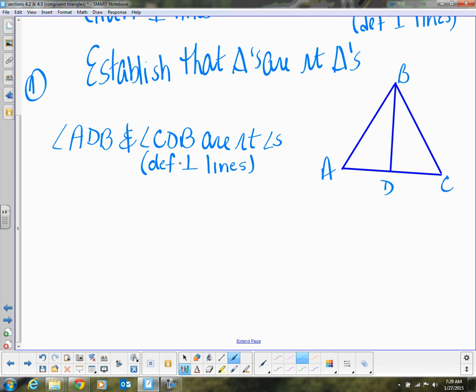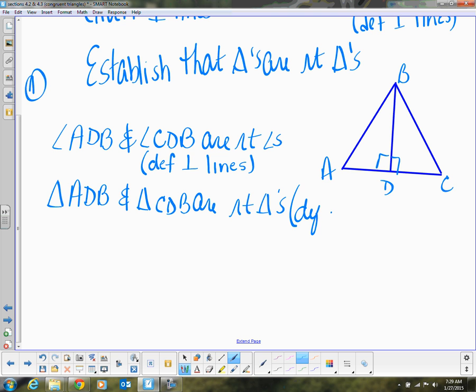Now, have we established our right angles? Are they there? So now if I have right angles, what kind of triangles must I have? Harper? Right. Triangle ADB and triangle CDB are right triangles. How do I know that? What's the definition of a right triangle? A triangle that has a 90-degree angle.